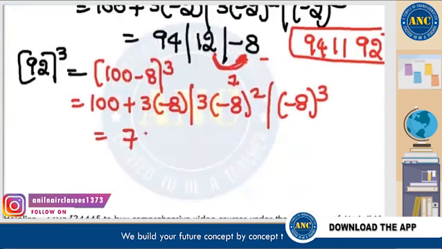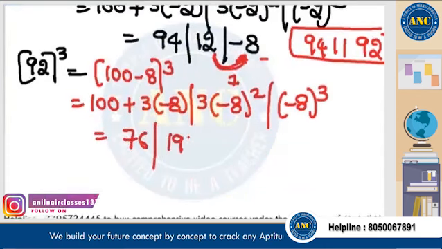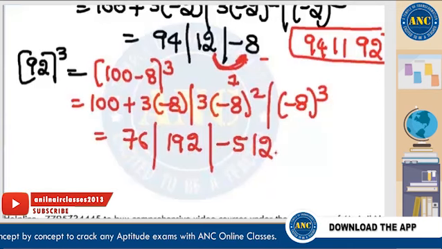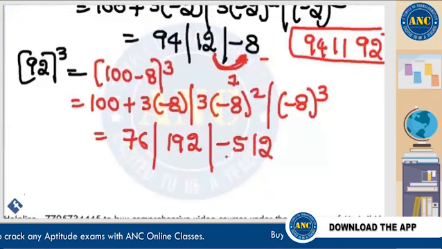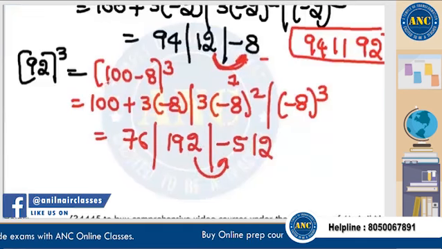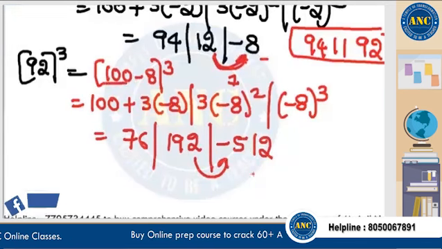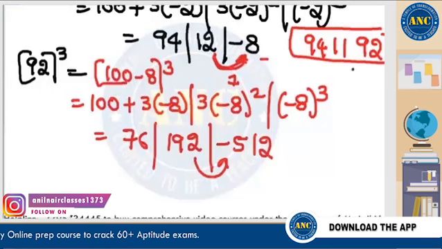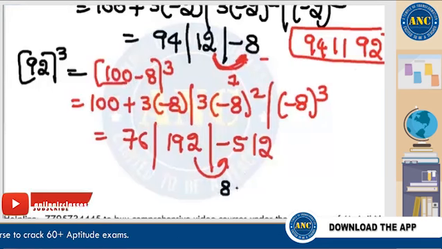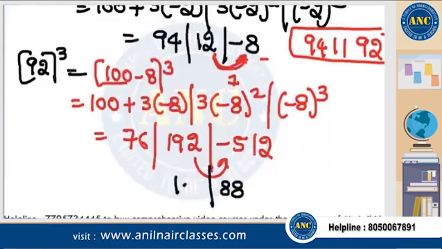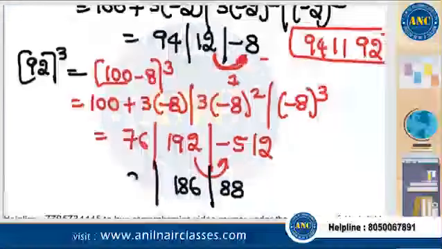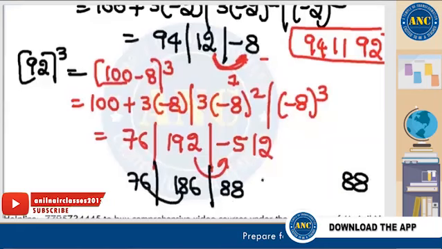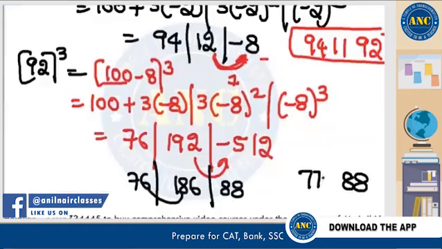Muthu, for you, it is 76. 64 threes are 192. Minus 8 cube is minus 512. If I take a carry, 1 is carried on a base of 100. 100 minus 512 is still negative. 200 minus 512 is still negative. 600 minus 512 is 88. 192, 6 carried, 186. 76, 88, 86, 1 carried, 77.